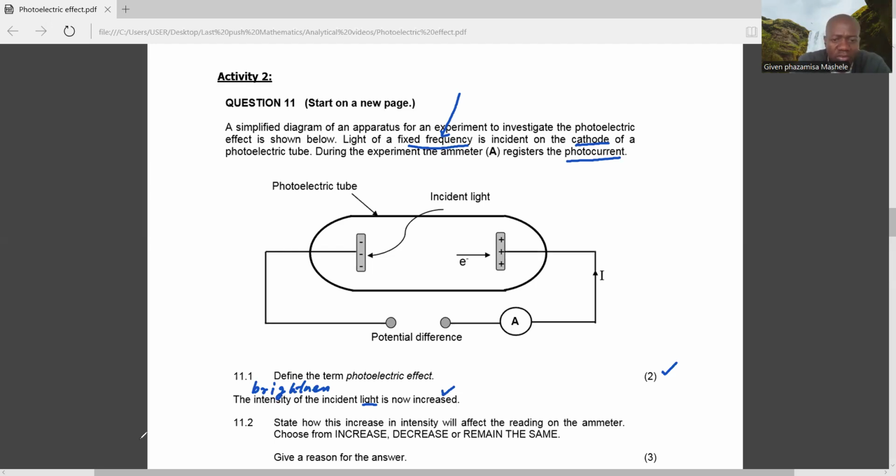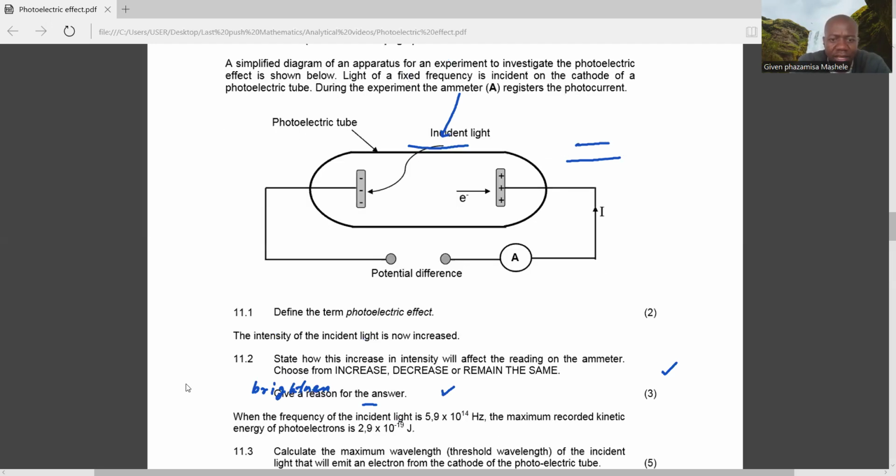So now, what's going to happen? I think we just addressed the question in the previous question, so I'm not going to go deeper into this. It says state how this increasing intensity will affect the ammeter reading. The ammeter is used to measure current. What would be the answer? Let me just give you a second to decide.